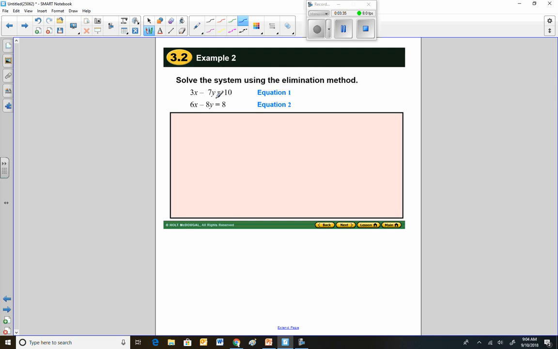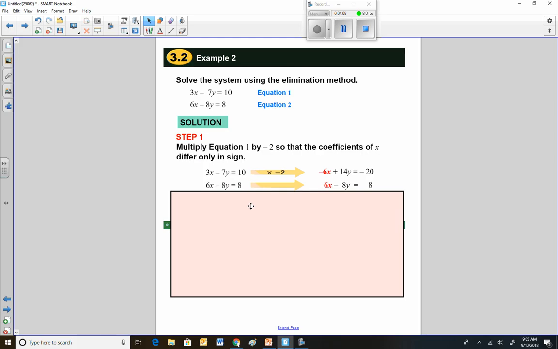Now, you need to get the x's or the y's to be exactly opposite of each other. See this 3x and the 6x? If I can make this a negative 6x, that will allow me to eliminate the x's. That's why it's called the elimination method. So I'm going to multiply this top equation, the entire thing, by negative 2, because that will allow this term to become negative 6x, and then the x's will be opposite of each other. Okay? So let me move this down.